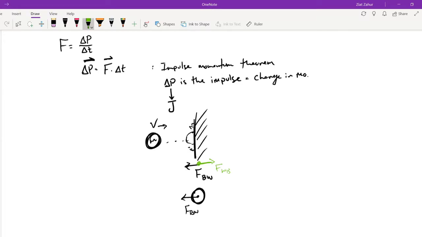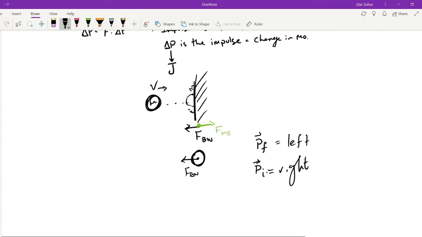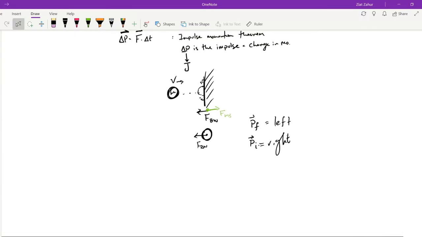Okay. Remember that momentum is a vector quantity. Therefore, the final momentum, p final, is going left, whereas p initial is going to the right. So pay attention, be aware of the direction of the momentum.